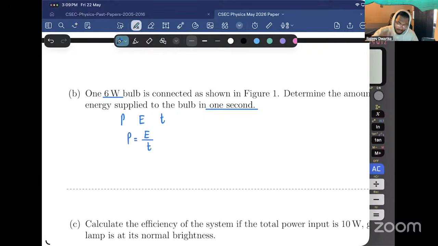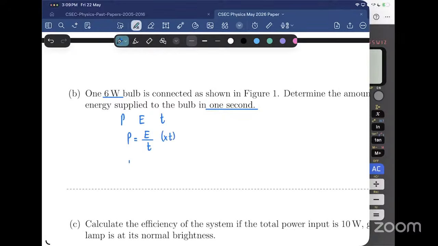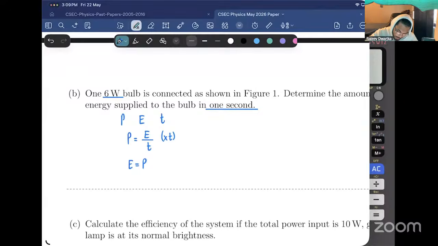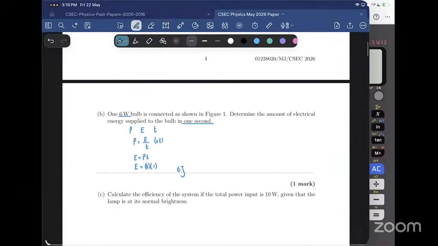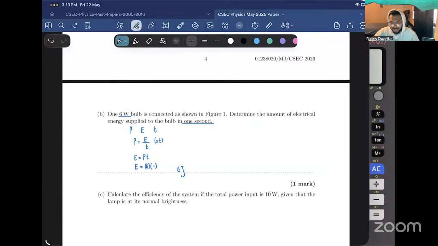If I want to make energy the subject of the formula, that's what they want me to determine, right? I have to multiply both sides by what? Time. So energy is really just power times time. What was the power? 6. What was the time? 1 second. So the answer is 6 joules. 6 what? Joules, right. So you measure energy in joules. If you don't put that, well, it's a 1 mark question. Imagine they give you 0 marks because you didn't put joules.